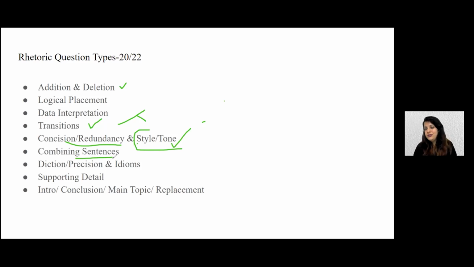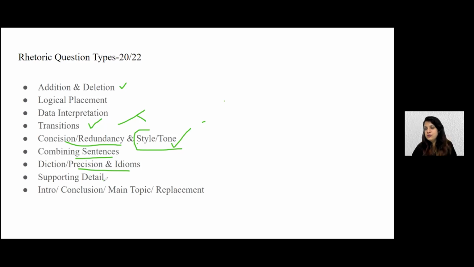Combining sentences asks for your innovative ways. Suppose I want to make the sentence shorter, using your punctuation and grammar concepts correctly, and keeping your concision on point. What is the best way to combine these two options? When I say diction, precision, and idioms, I am checking your vocabulary in context. How strong is your hold on the vocabulary, so that you can pick the correct word for communicating the intended idea? That is what is being tested.